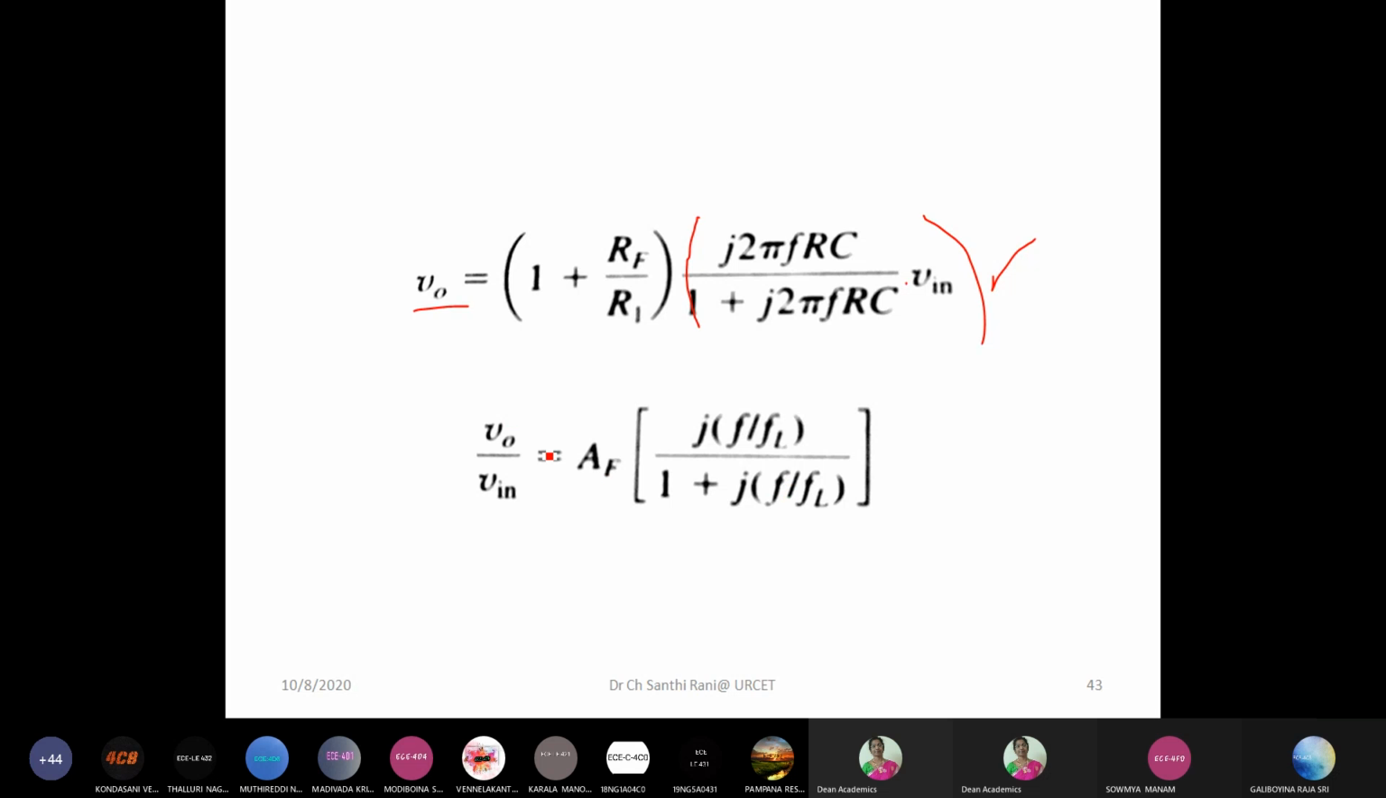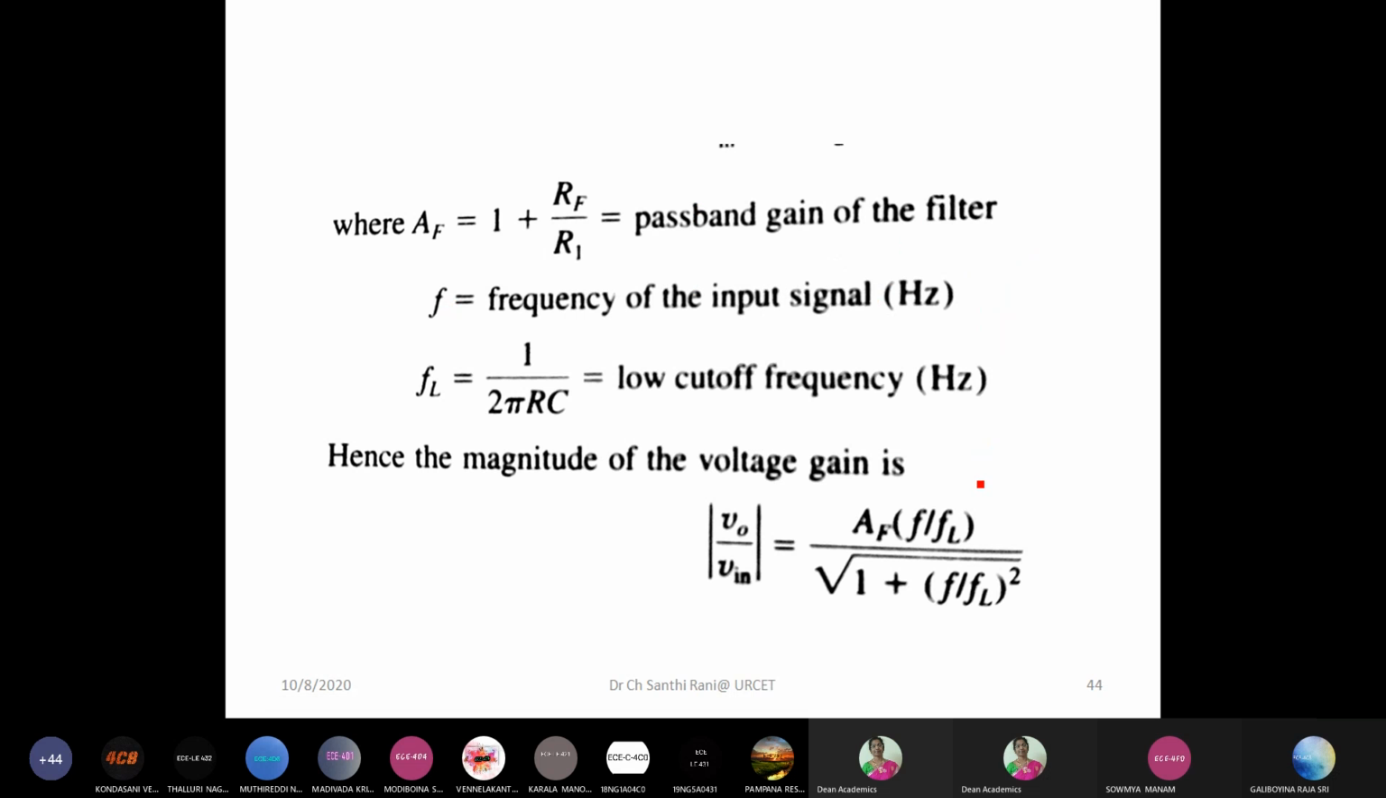So the voltage gain, you will get V0 by Vin is equal to AF into jF by FL divided by 1 plus jF by FL. So this is the gain magnitude equation that we get. You know what AF is: pass band gain, like in the low pass filter. F is the input signal frequency, and FL is the low cutoff frequency.